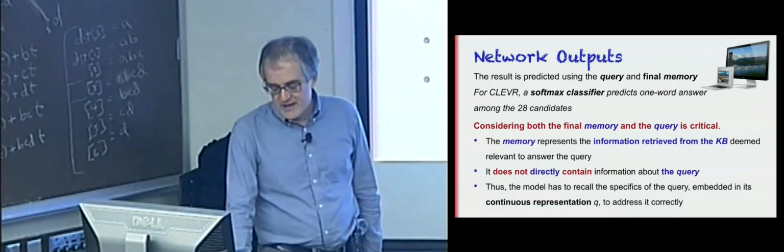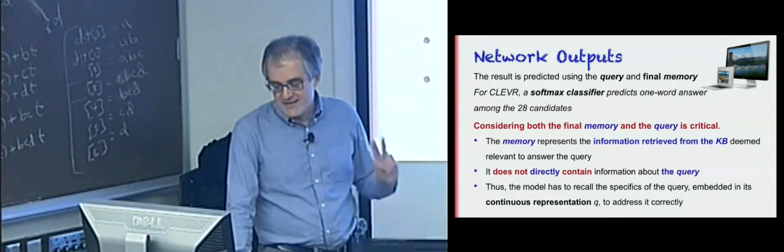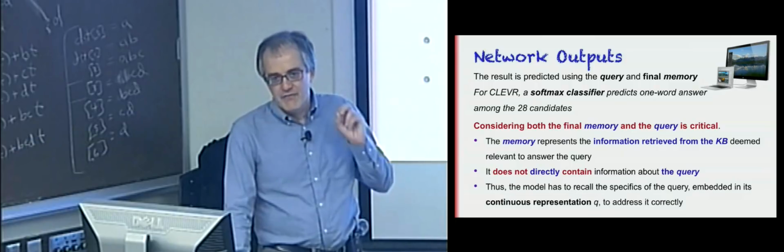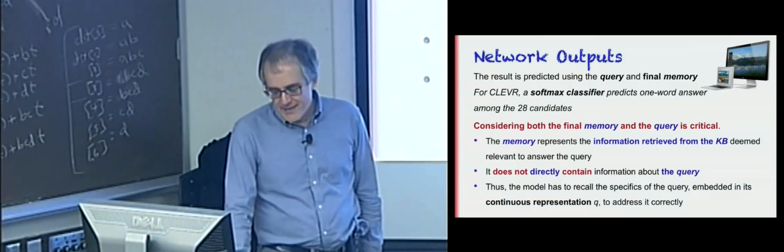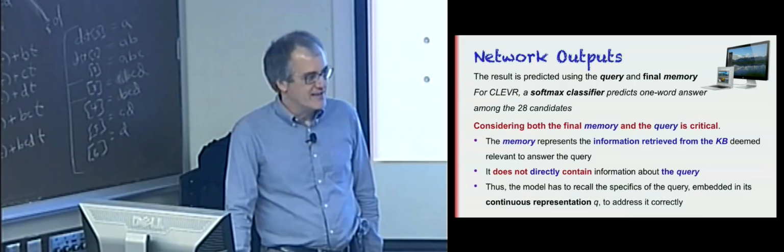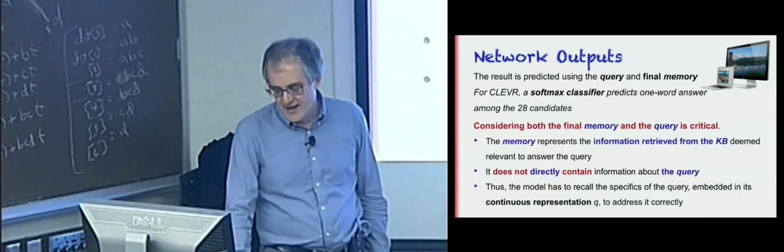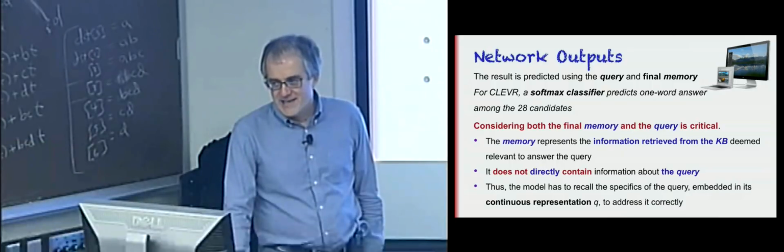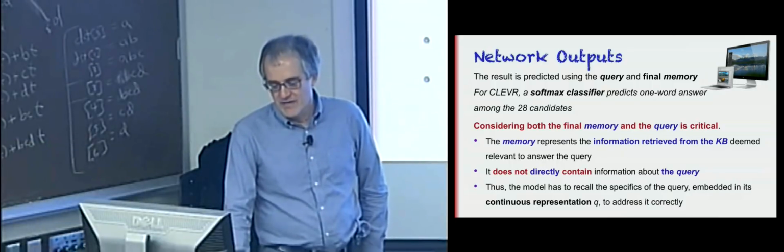The one little subtlety here is this final classifier does get 2 inputs. It gets the query representation, Q, and the final memory. And you might think, well, wait, hasn't the memory calculated things? Can't we just feed the memory into this final classifier and that's sufficient to answer it? But that's not the case, and that sort of makes sense given this design that we've come up with.